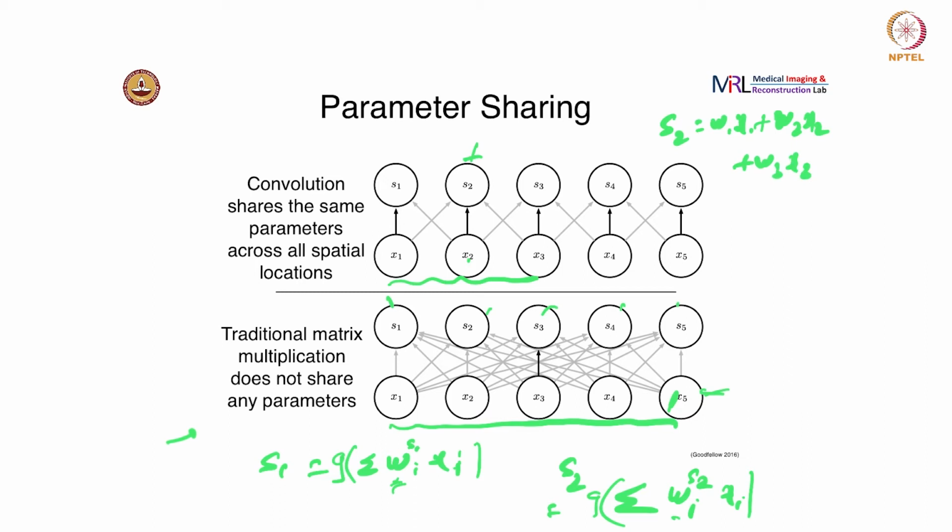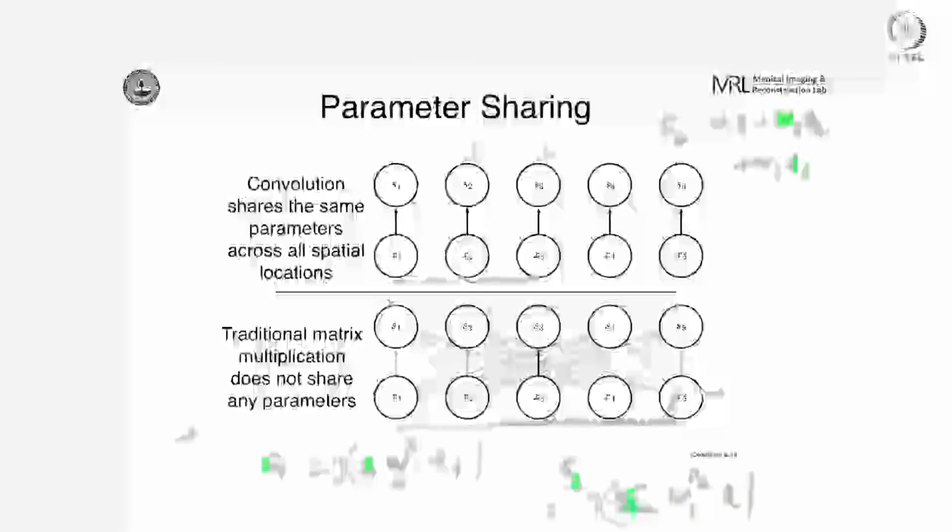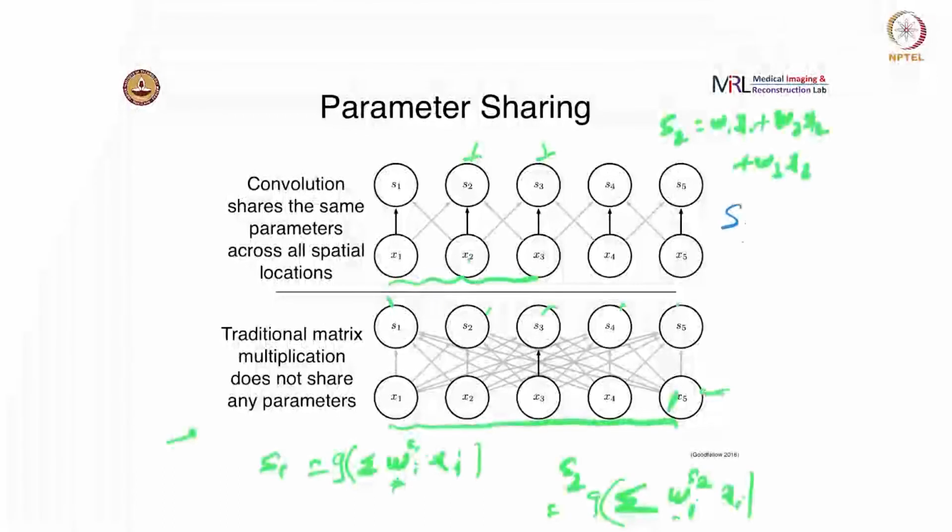Now if you go to S3, we can write it using the same combination: W1 X2 plus W2 X3 plus W3 X4. So it's the same set of weights. You just translate along this vector to multiply and produce this output.